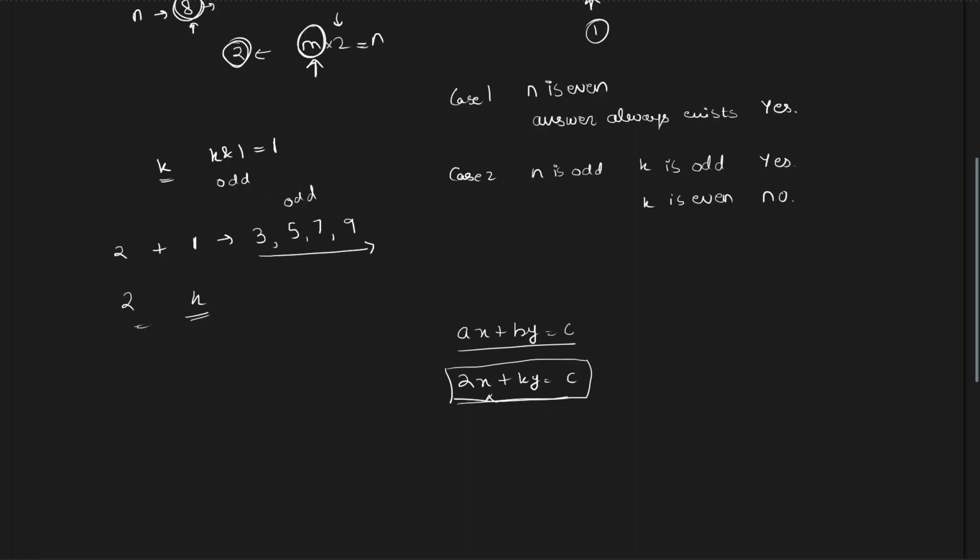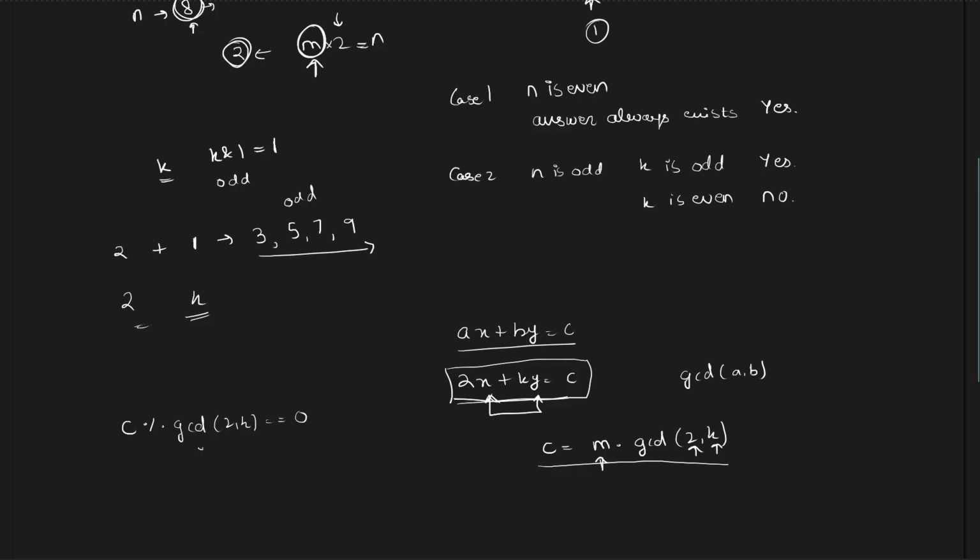Now for this particular condition to have real values of x and y, there is a condition that the number c should be a multiple of, where m is any integer here, a multiple of gcd of 2 comma k in this case, or in the general case it should be a multiple of gcd of a comma b. So c should be a multiple of gcd of 2 comma k in this particular case. So what I can do is just check if c mod gcd of 2 comma k is equal to 0, then the answer would be yes, otherwise the answer would be no. So I just have to check this particular condition.